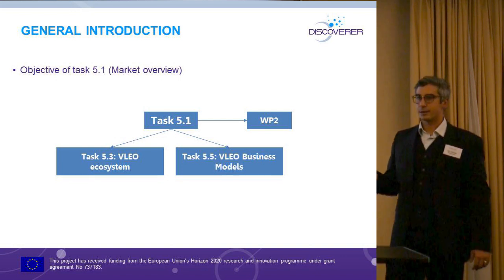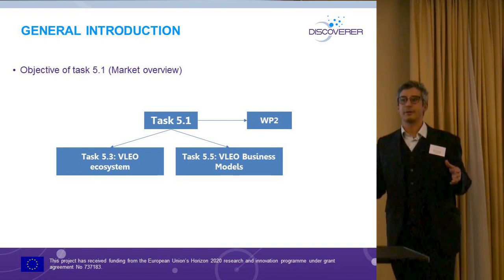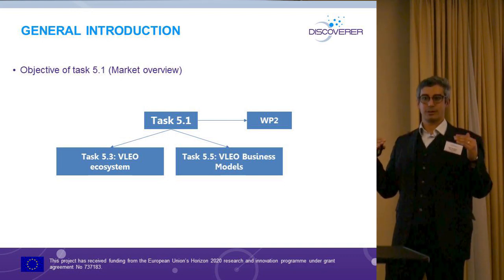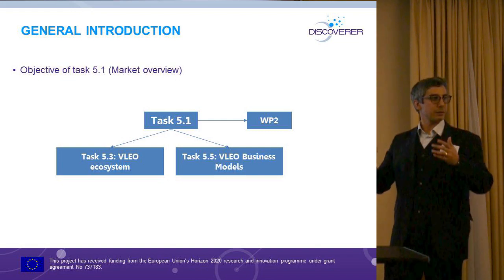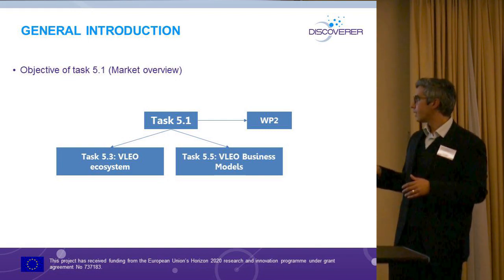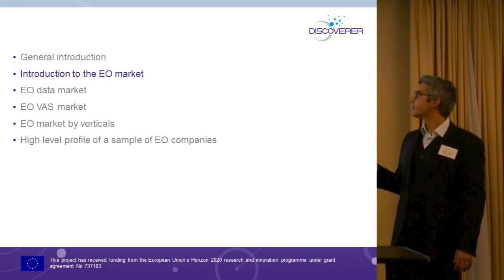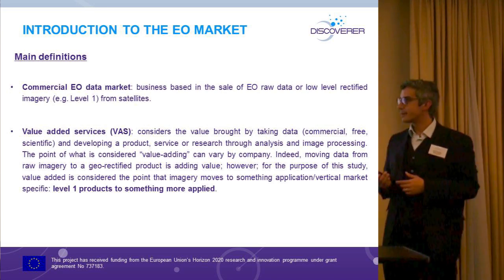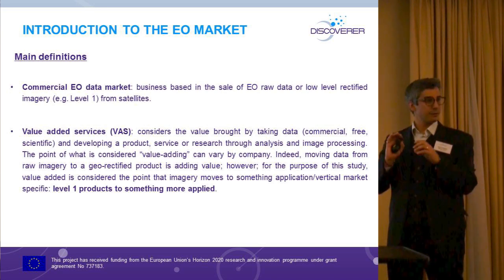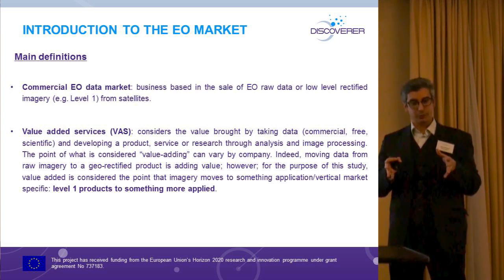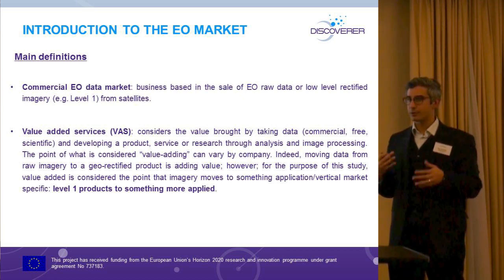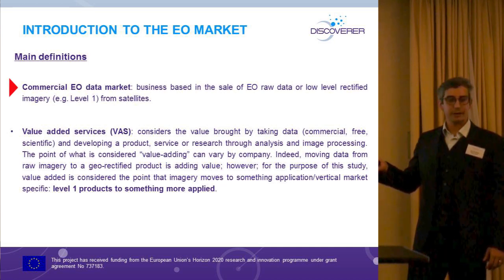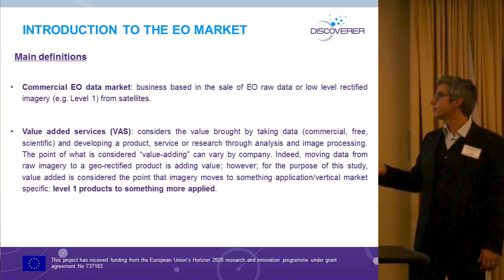The idea of this task 5.1 was to fix the perimeter and to give some inputs to other tasks, and to give an overview of what the business is now and what the expectations for the business are in the coming years. So we make a general introduction to the EO market. As I said before, we can differentiate the market into two different parts. The first part is from the moment we take the picture to the moment we make the first process of the picture, which will be included in this first commercial EO data market. And then we have the value-added services.